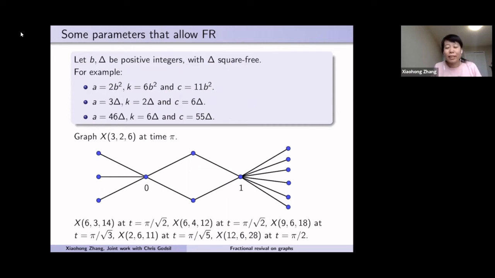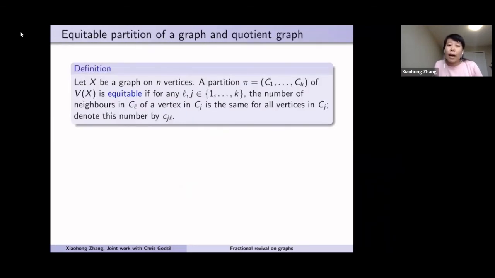How do we make sure FR indeed occurs, not almost FR? How do we check? There is one tool we can make use of: equitable partitions of graphs. We partition the vertex set of the graph into several cells. The partition should satisfy the property that if we take any cell C_L and cell C_G, and take any vertex in C_L, the number of neighbors it has in cell C_G is a fixed number, no matter how we pick the vertex.